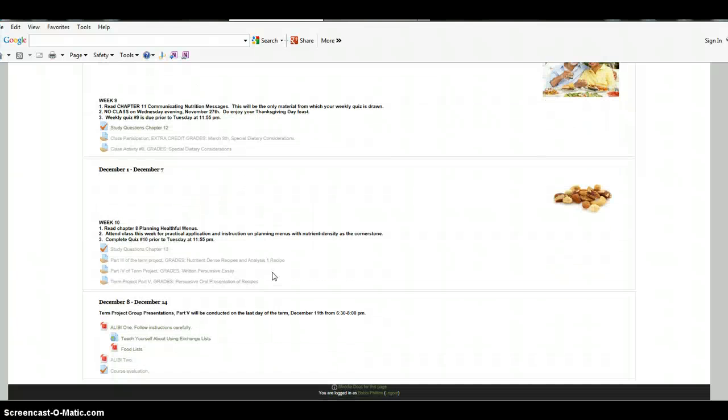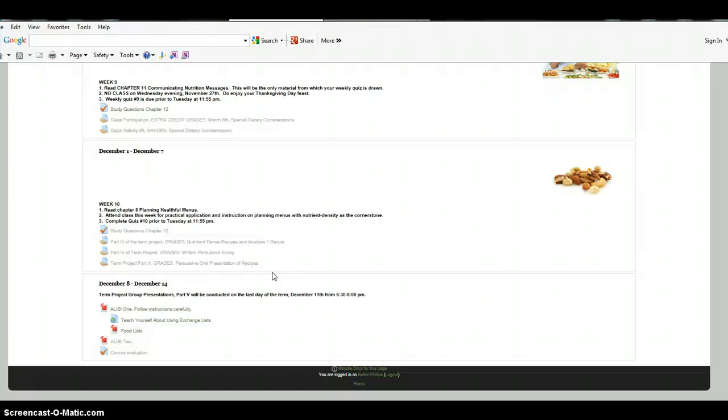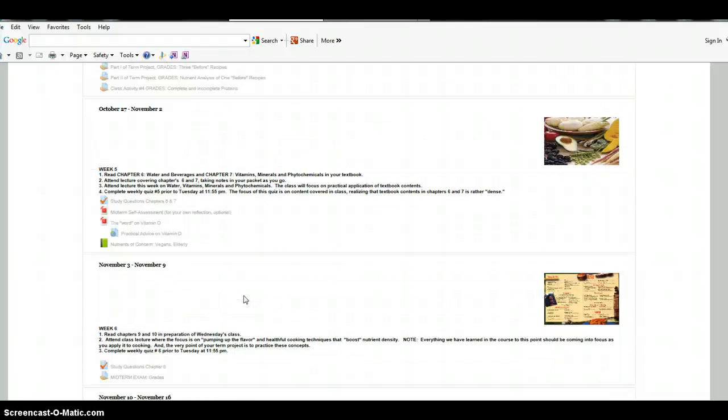The 10th week of the term, we're talking about menu planning. Now that you know how to alter a recipe to make it healthy, the more nutrient-dense version, you can plan menus around them. The final presentation of the term project is your final exam. If you read through the instructions for the term project, you will see that the final part, part 5 of the term project, is a group oral presentation.